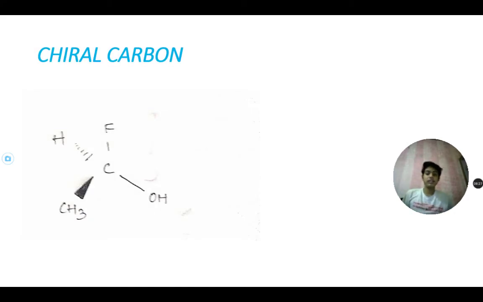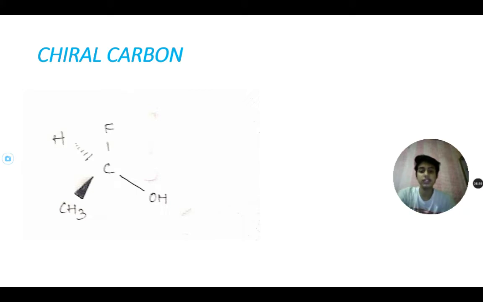Now there is an important term, that is chiral carbon. Yesterday we read about chirality. Chirality means asymmetric things, where the mirror image is not superimposable. This is chirality. Today we are going to see chiral carbon. Which is chiral carbon? Chiral carbon is a carbon which is attached to different groups. When a carbon is attached to different groups, this is called chiral carbon.